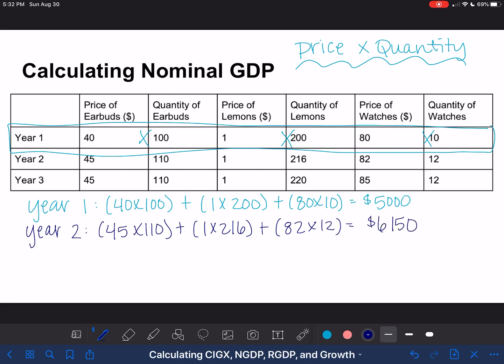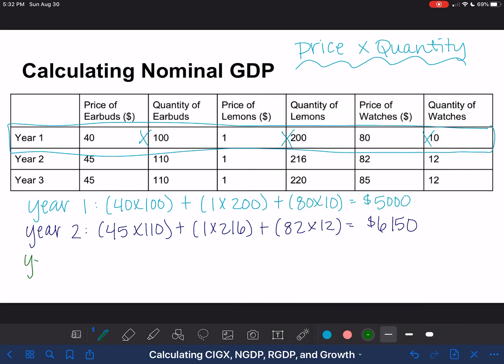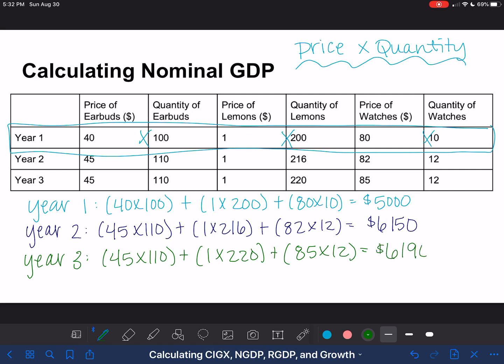6150. And then year 3 would be 45 times 110 plus 1 times 220 plus 85 times 12, which will equal 6190. Those are the nominal GDPs for this nation. Just price times quantity is how you figure out the nominal GDP.